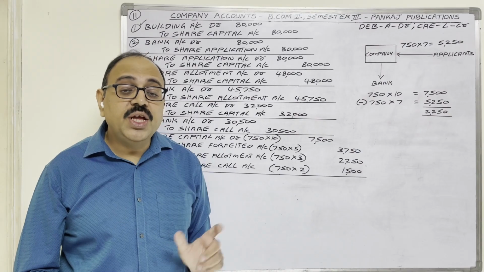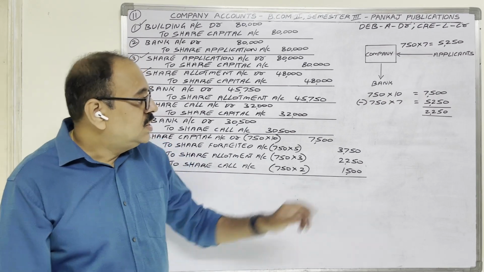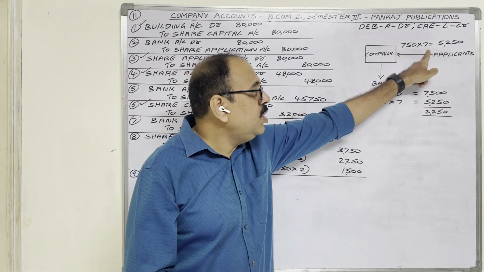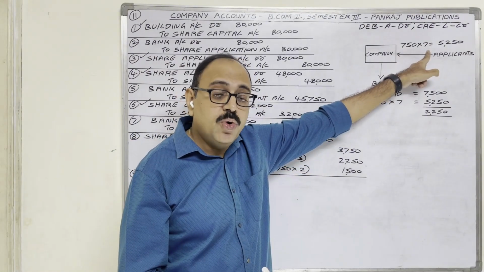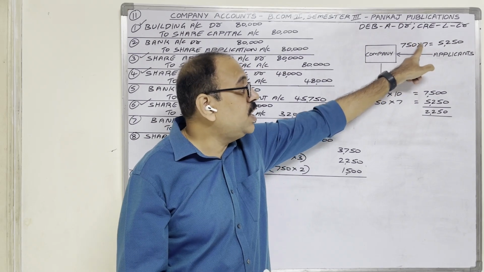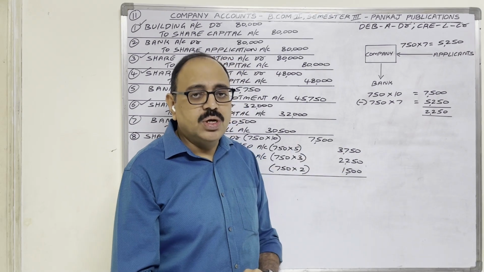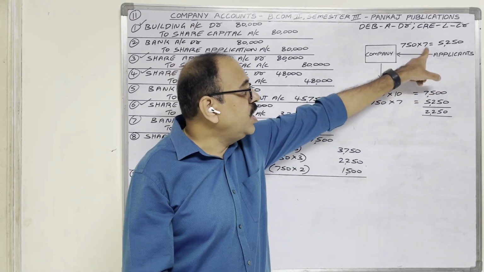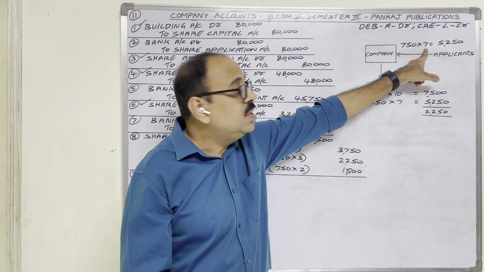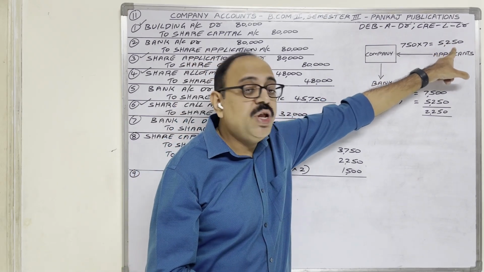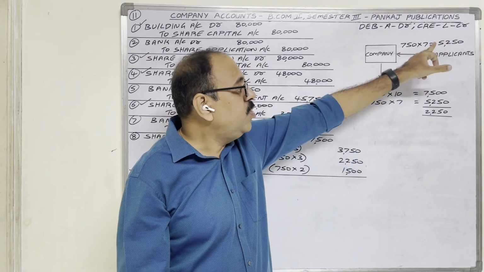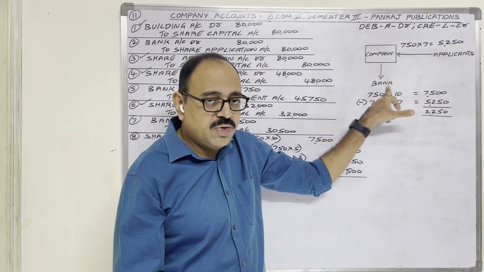Next entry is for reissue of forfeited shares. 750 shares are reissued at 7 rupees each. In books we wrote that 750 shares are issued for 10 rupees only. At a face value only they are issued. But from public, on one share 7 rupees only we are collecting. So 5,250 only is coming. That amount we are deposited in bank account, that is our assumption.